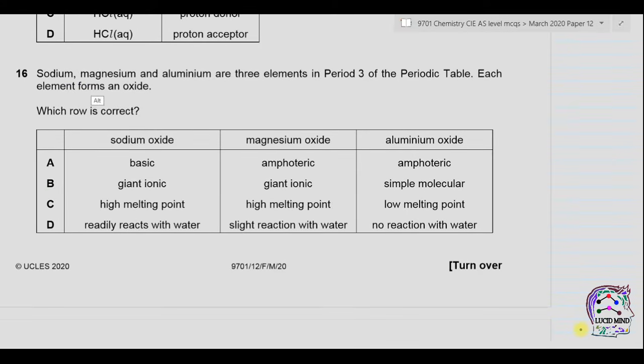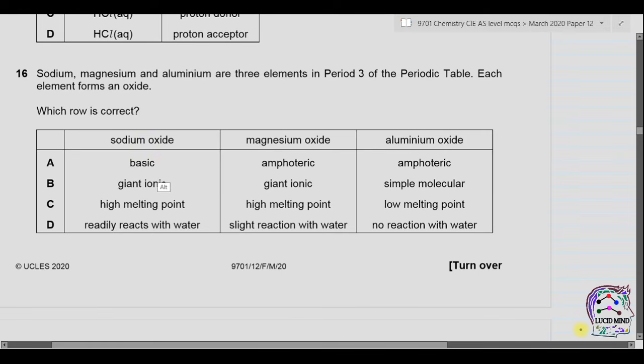Question 16. Sodium, magnesium and aluminium are 3 elements in period 3 of the periodic table. Each element forms an oxide. Which row is correct? The first one is A: sodium oxide is basic. Yes, metal oxides are basic in nature. Magnesium oxide is also basic in nature, so this is wrong. Aluminum oxide is amphoteric, this is correct.